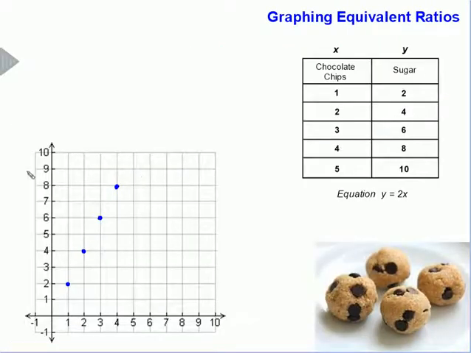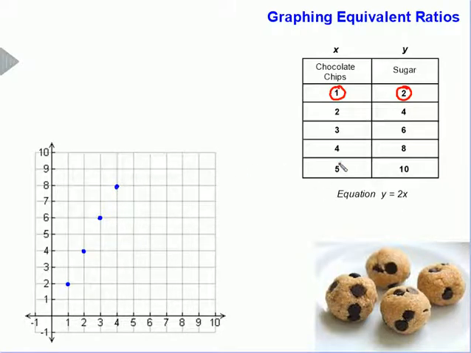One more time, let's take a look at a graph of a ratio or a set of ratios. In this case, we're looking at a recipe, and in our recipe, for every 1 cup of chocolate chips, we're going to have 2 cups of sugar. So we look at our graph. 1 cup of chocolate chips means we'll have 2 cups of sugar. 2 cups of chocolate chips is 4 cups of sugar. 3 cups of chocolate chips means we'll use 6 cups of sugar. 4 cups of chocolate chips means we'll use 8 cups of sugar.